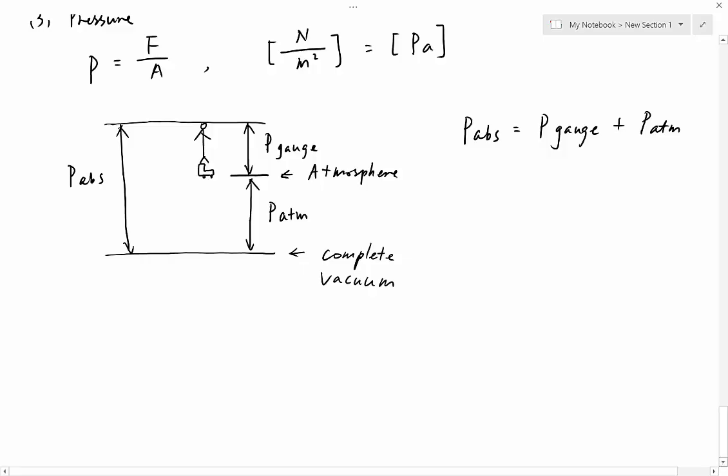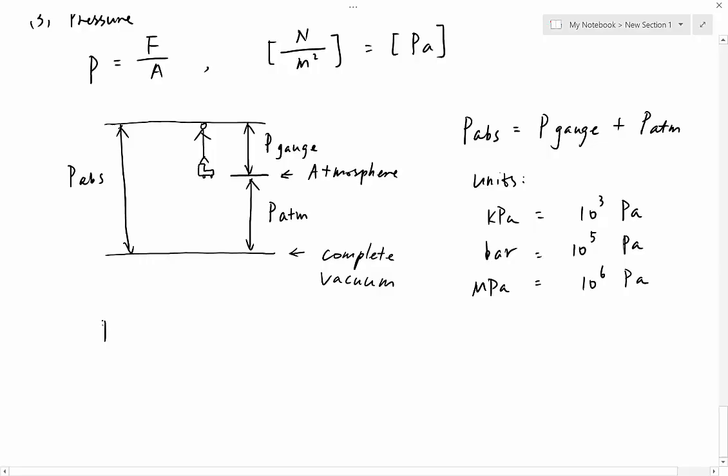Next one is the units. We know the SI unit for pressure is Pascal. We also have kilopascal, bar, and megapascal to use. Now we need to convert each one of them to the SI unit. Kilopascal: kilo is 10 to the third Pascal. Bar is equal to 10 to the fifth Pascal. And the last one, mega, is 10 to the sixth. So that's the conversion of the units.